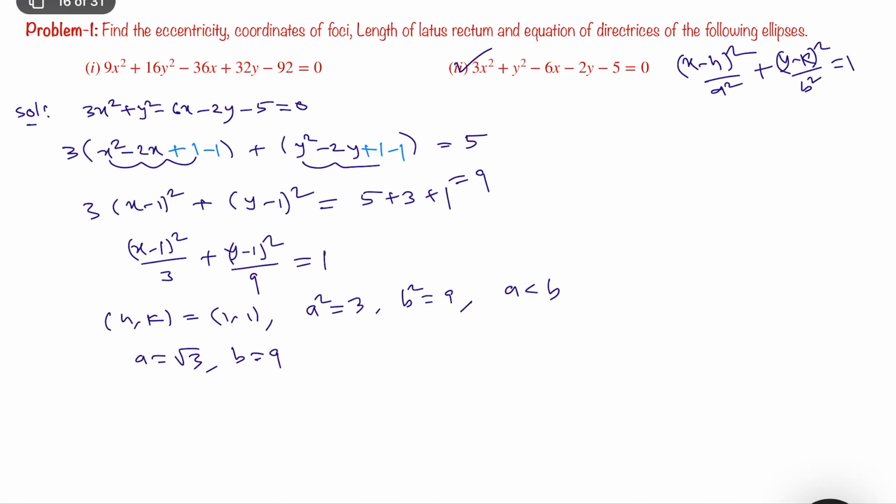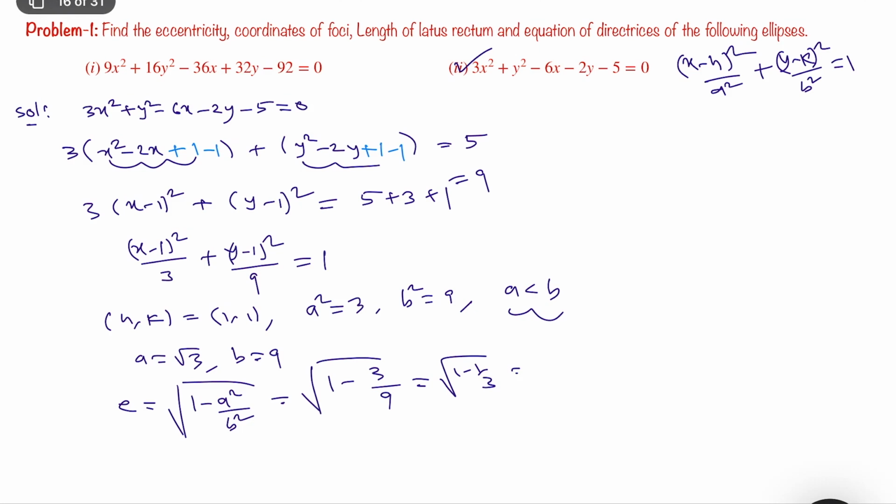First eccentricity. When a less than b case, eccentricity formula is going to be e equal to under root 1 minus a square by b square. This is under root 1 minus, a square is 3, b square is 9. So we have under root 1 minus 1 by 3, that will be equal to under root 2 by 3. Fine. That is the eccentricity.